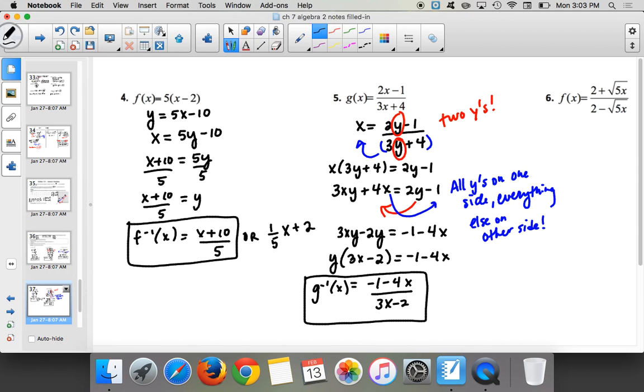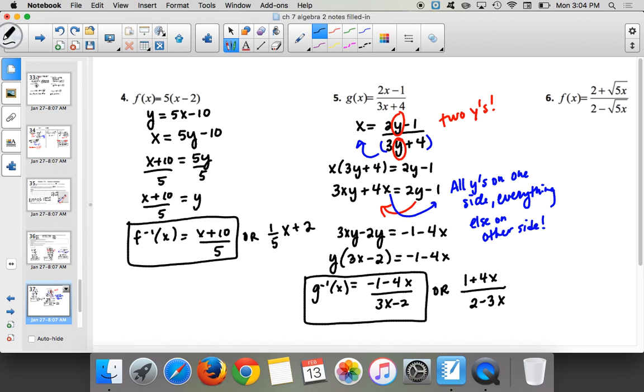And so I'm guessing that Greta got 1 plus 4x over 2 minus 3x, or 4x plus 1 over 2 minus 3x, which is totally fine. So think about it. How is Greta's answer different than our answer? Yeah, it's multiplied by a negative.